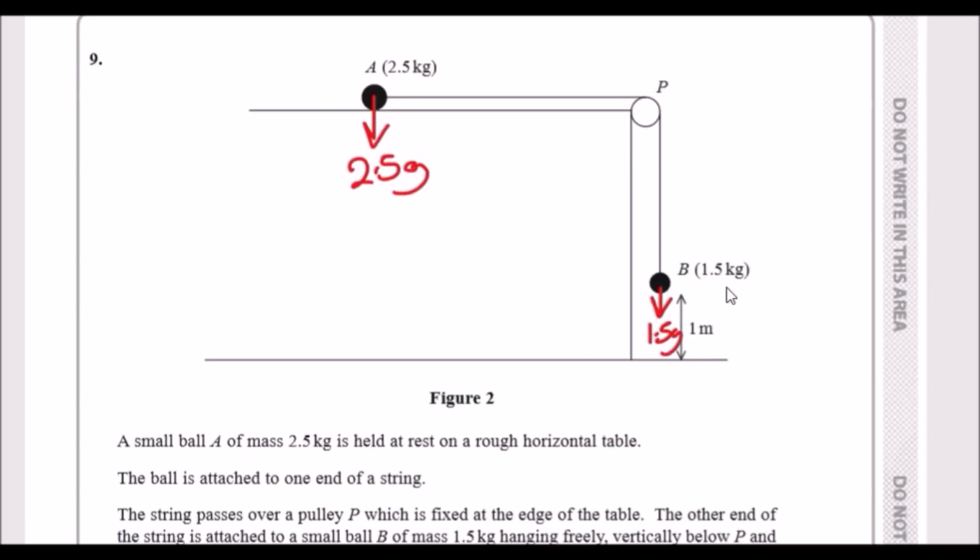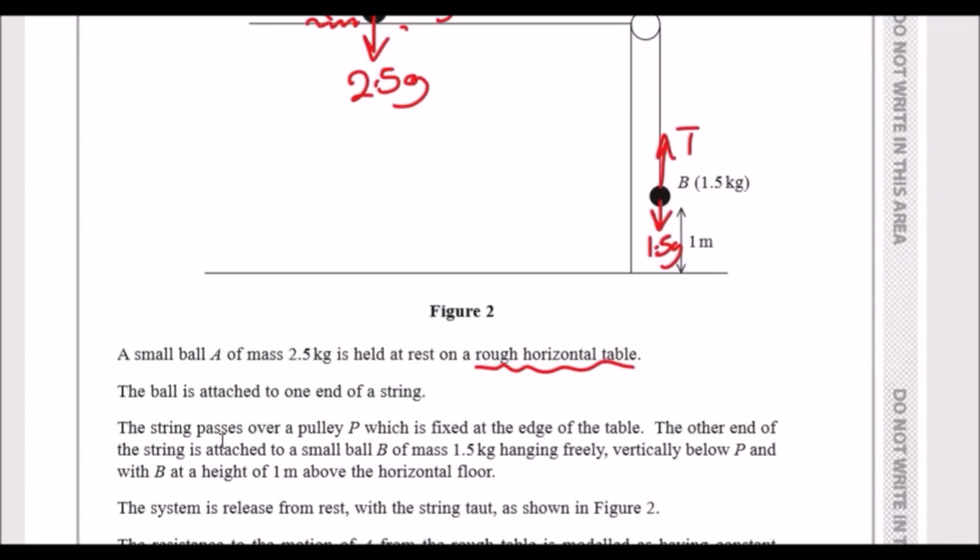Easy stuff. Now the ball is attached to one end of a string. Since this is a string, we have to assume that there is some form of tension coming off it over here, and of course tension here. Oh yeah, by the way, because this table is rough, there is also a force going back, on the ground. So this is the rough ground, so there is going to be some friction. Now we don't know its value yet, so we're going to keep reading.